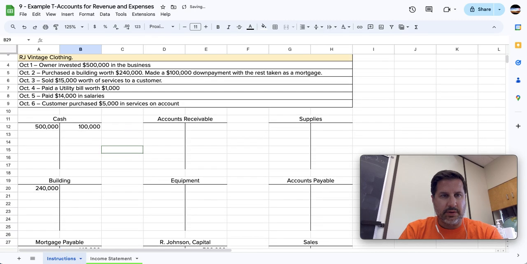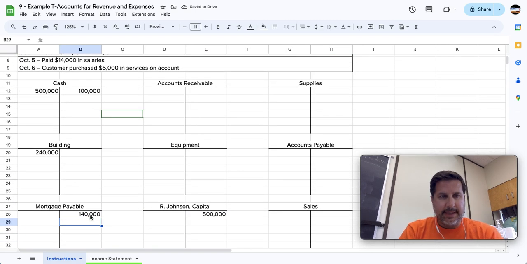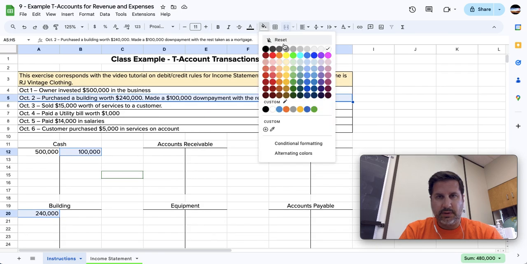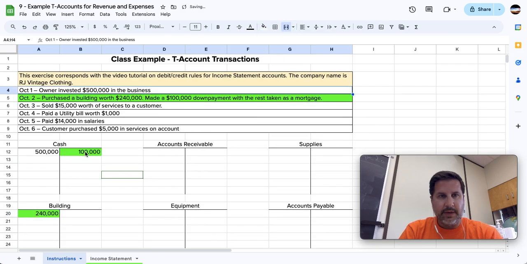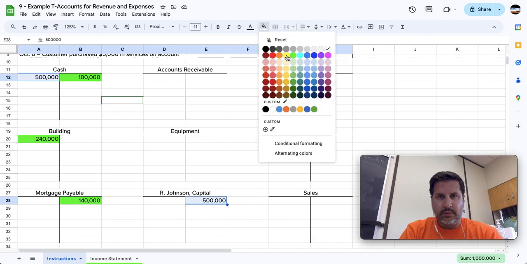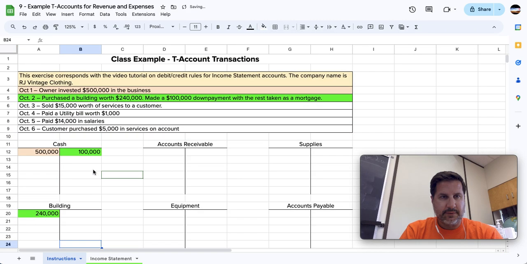And let's add some color coding here. So we can see that we have $240,000 in credits, $240,000 in debits, and that is this transaction. So let's do this in a nice little green one. And then owner invested money in the business, we'll do like an orangey kind of transaction for that.